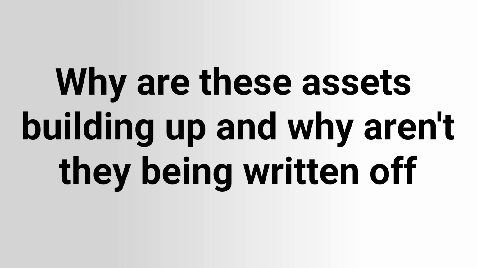If there's a large buildup of fixed assets, the question is why are these assets building up and why aren't they being written off? One of the best ways to commit fraud is you can increase your revenue, but remember every debit needs a credit entry. The credit entry for increasing revenue is credit revenue, and then you need to debit something. So one thing that oftentimes gets debited is fixed assets.